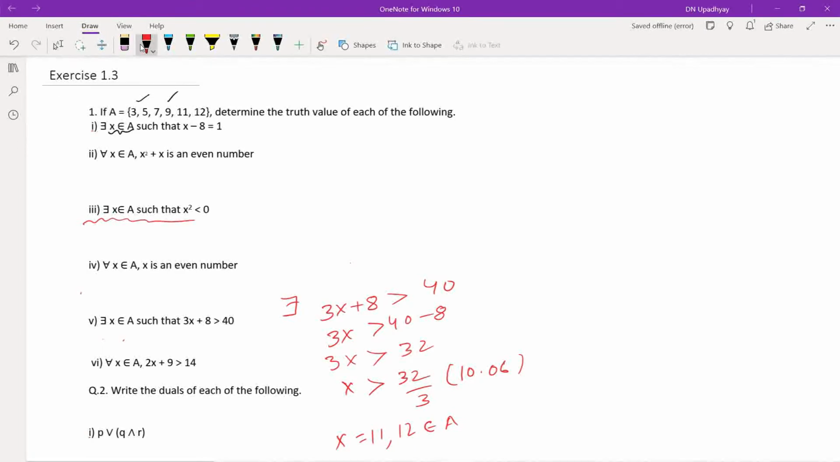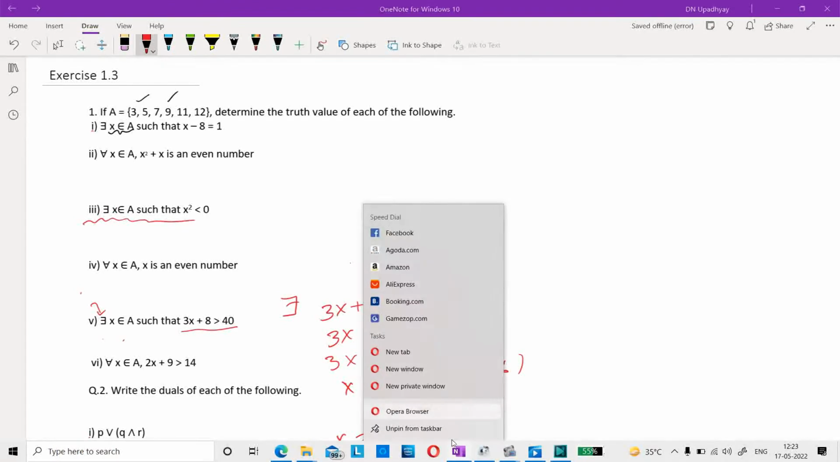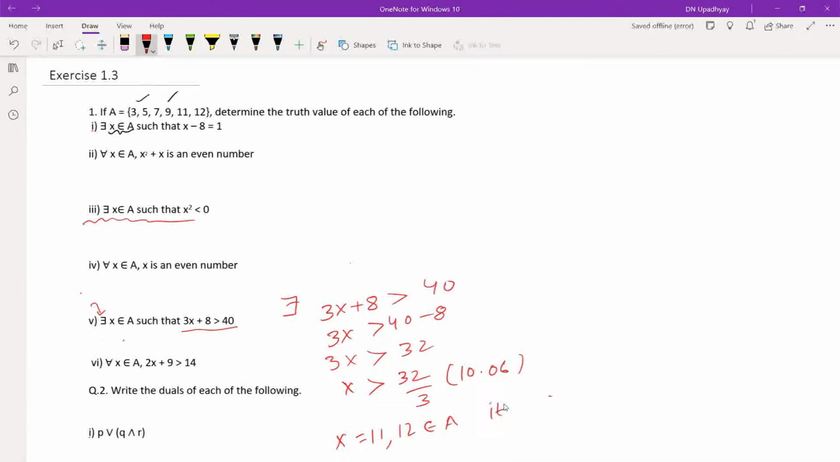So we can say that this condition is true because they are asking for there exists. There exists means at least one or two elements should follow this condition, and yes, they are following. So that's why it is true and the truth value is T.